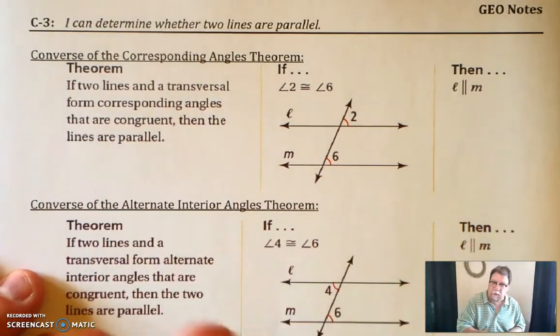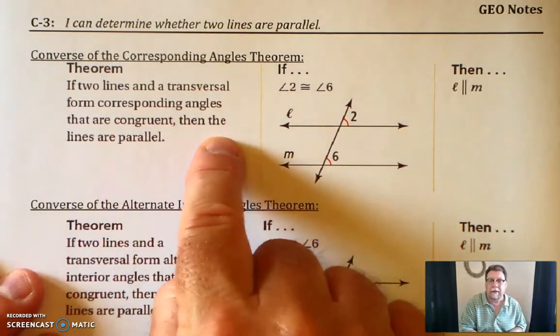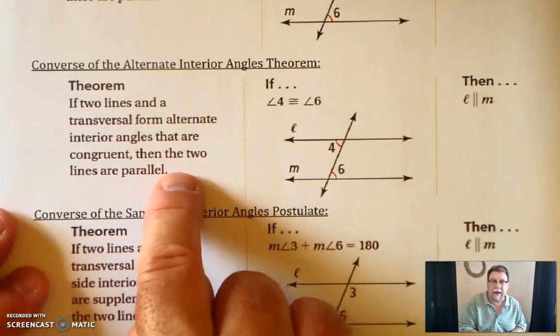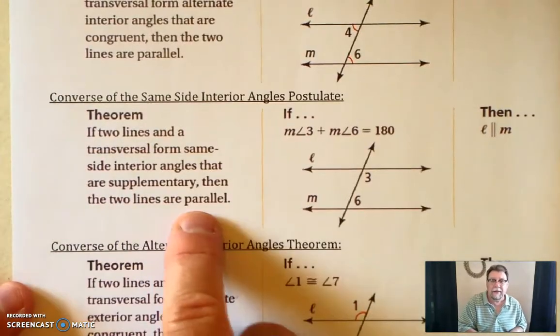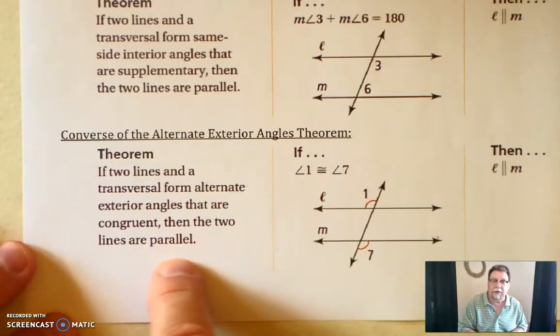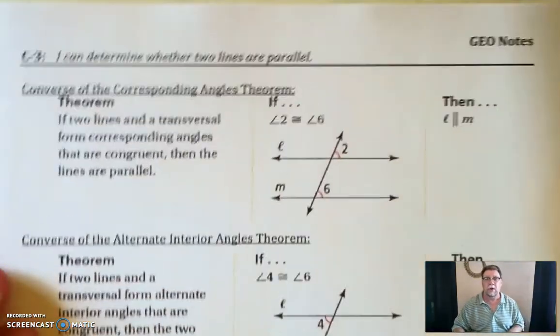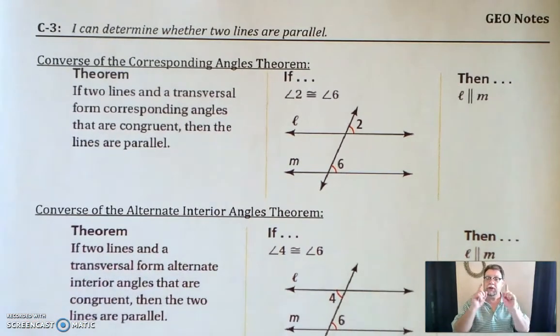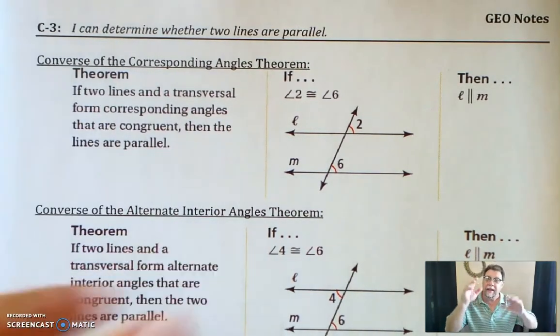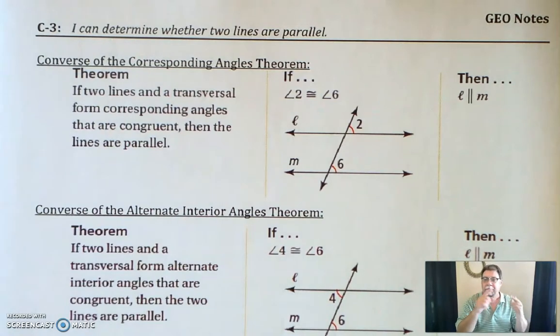Every single one of these, there's four of these theorems. The then part: then the lines are parallel. So all of these are going to show that the lines will be parallel. If we don't start off with the lines being parallel, we look at the angles, and the angles can tell us if the lines are parallel. That's what the proof will look like.